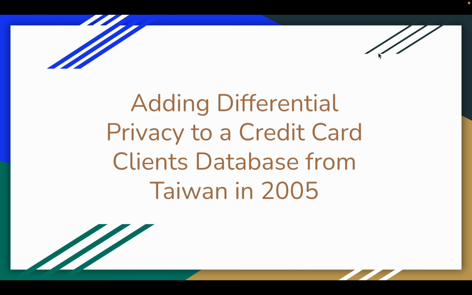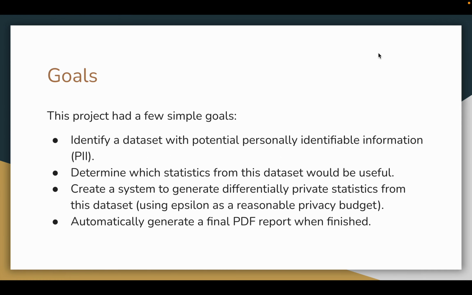So our project name is adding differential privacy to the credit card client database from Taiwan in 2005. Our main goals are to identify the dataset's potential personally identifiable information (PII), to determine which statistics are useful in the dataset, to create a system to generate differentially private statistics from the dataset, and finally to automatically generate a PDF report when it is finished.